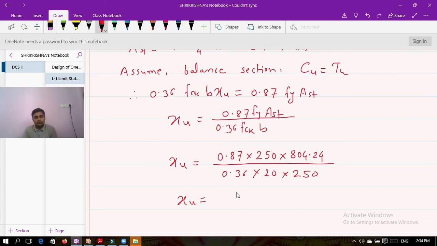Anybody who has solved this? 97.179. Correct? Have you got this answer? 97.179 mm. Correct, sir. Okay. So this is the value of Xu.